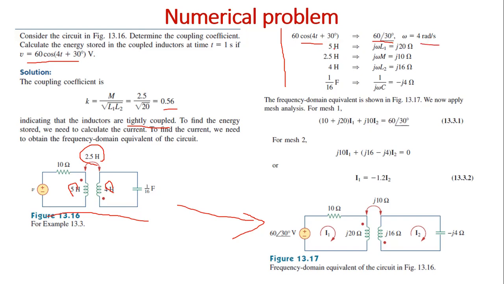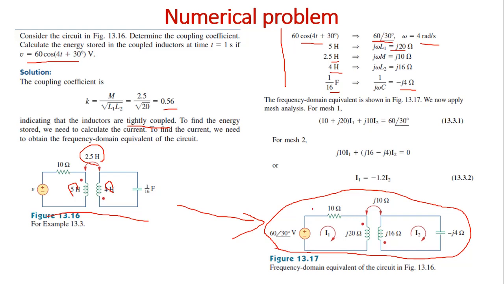Next is the 5 henry inductor. We know that the impedance is jωL1. Substitute the value of omega and L1 and find out. Similarly for mutual inductance, and this is for self inductance L2. Then we have a capacitance. For capacitance, the impedance is 1 by jωC. So that is given here. Now the frequency domain equivalent is shown here.